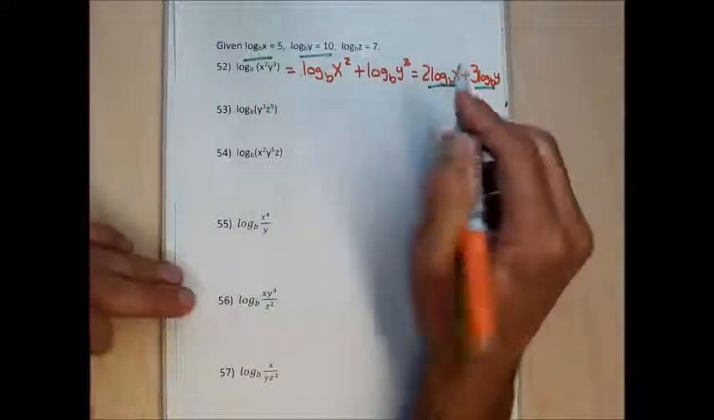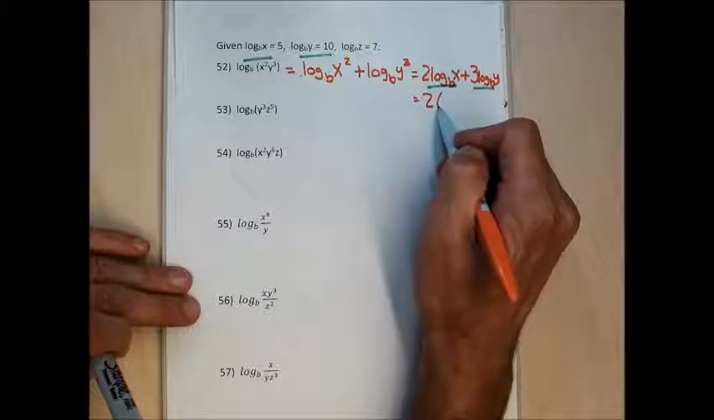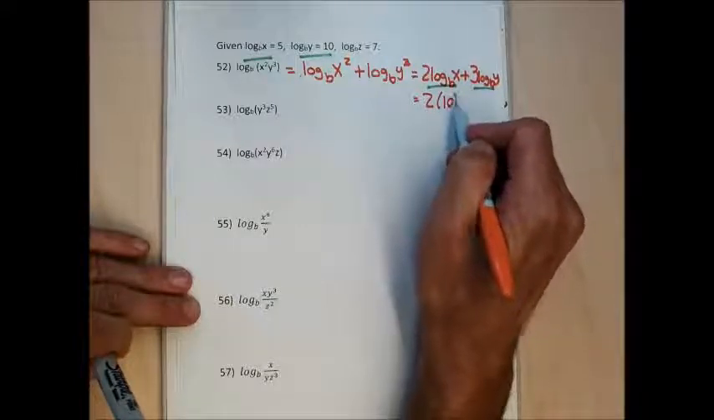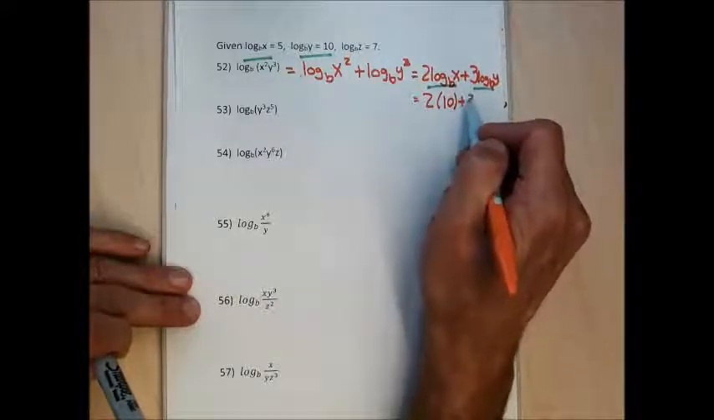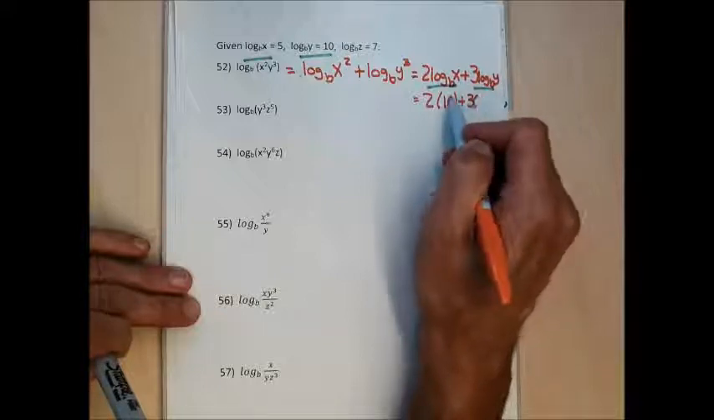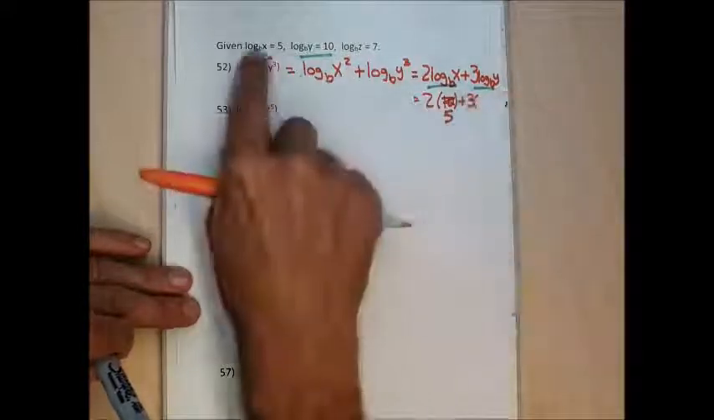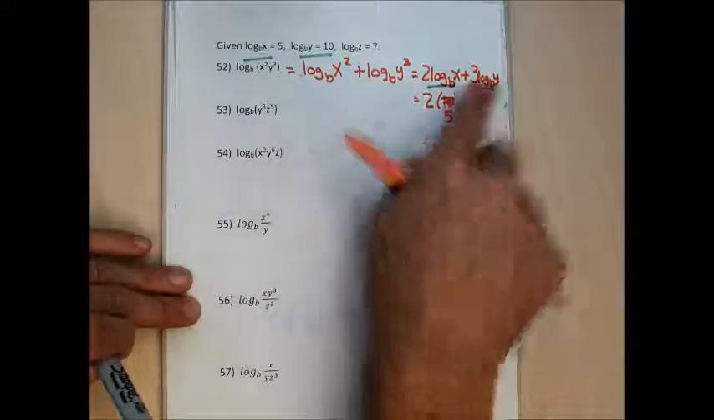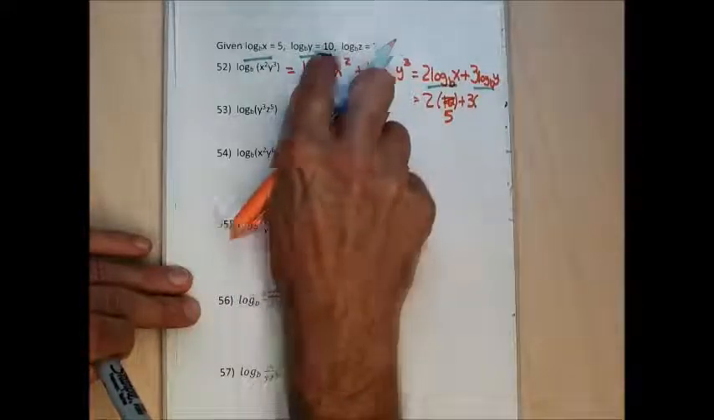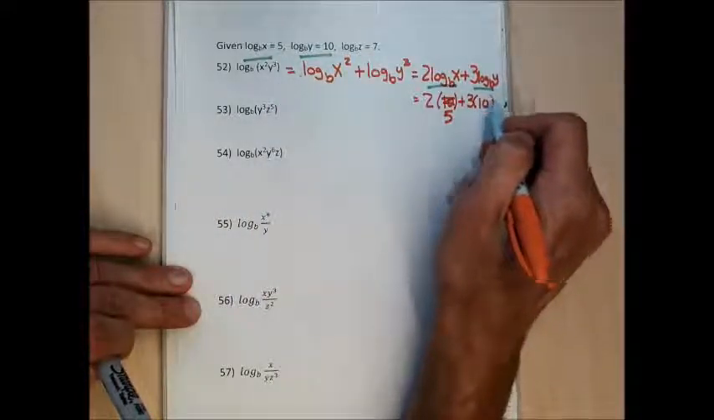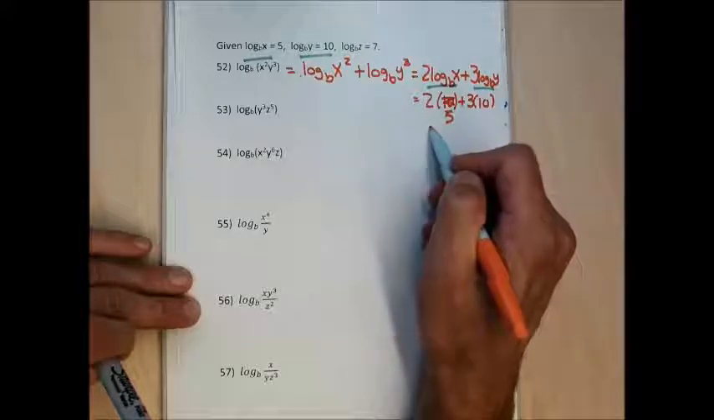So now I can rewrite this problem as 2 times 10, replacing the log base b of x with 10, plus 2 times 5, replacing the log base b of x with 5, plus 3 times 10, replacing the log base b of y with 10. Now I'll do order of operations.